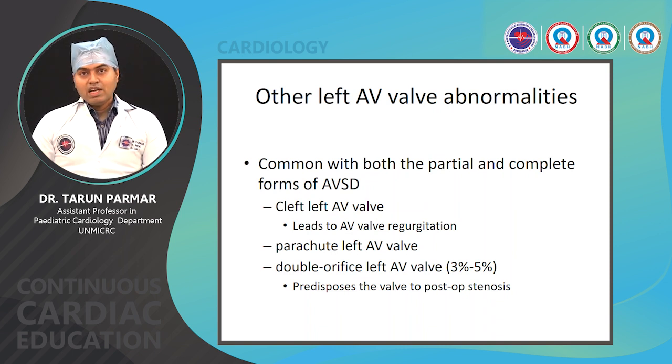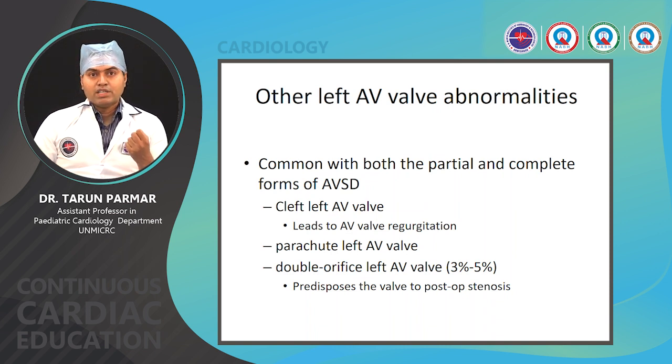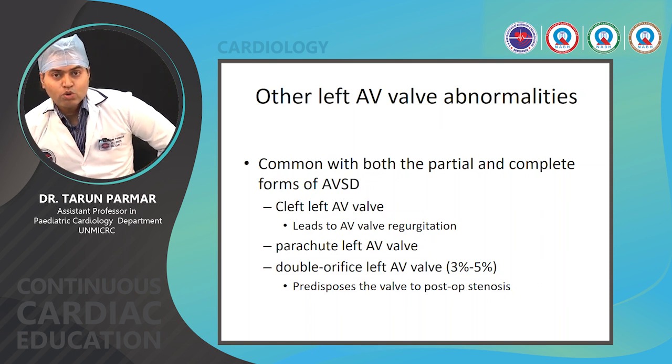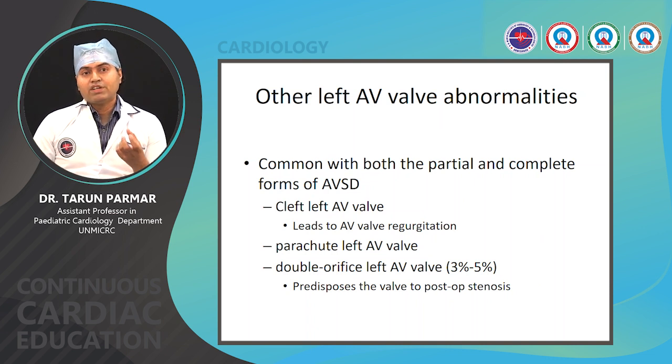So what are the other left AV valve abnormalities? Commonly, in both partial and complete AVSD, there is a cleft in the left AV valve that leads to AV valve regurgitation. There is a parachute-like left AV valve if there is only one single papillary muscle or very closely placed papillary muscles. And there might be a double orifice of the left AV valve. This can happen in 3 to 5% of the patients.